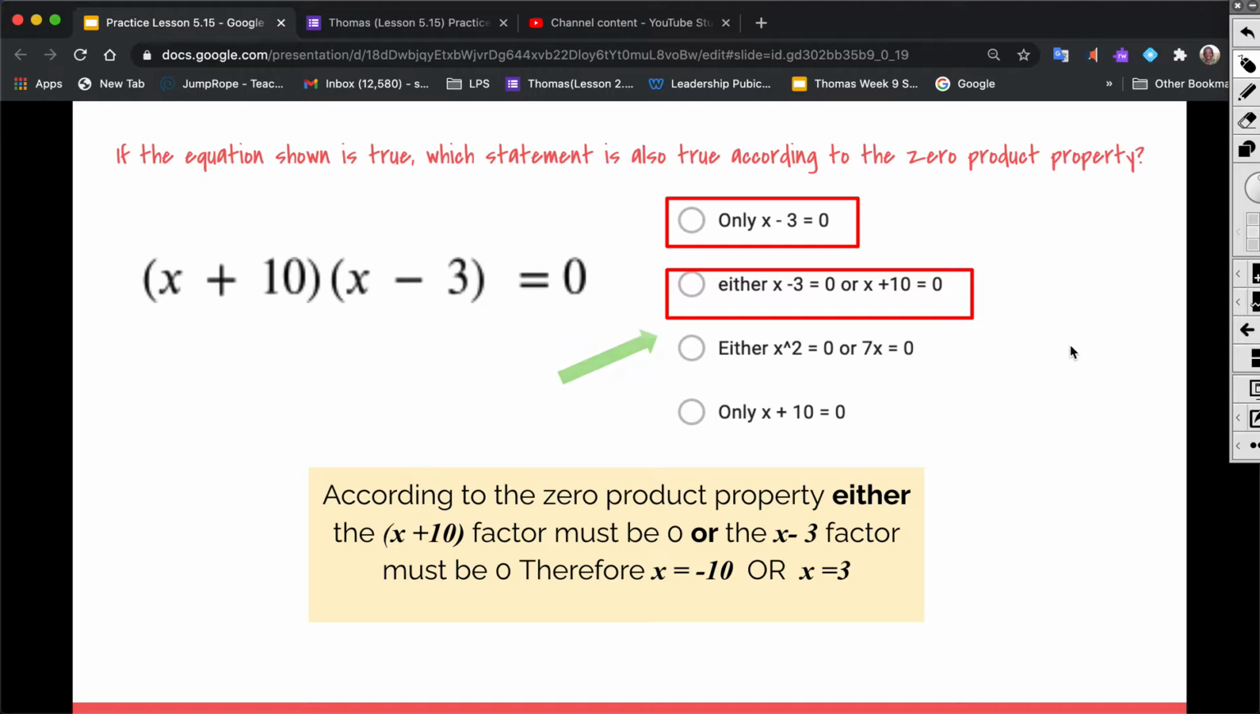When we think about that third option, these are not factors of the expression. And when we think about that last option, it is one of the factors. So because it's one of the factors, it could be equal to 0. So in order to solve this, we know that the solution is x is equal to negative 10 or x is equal to 3.